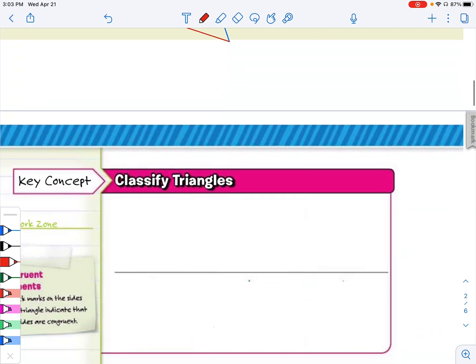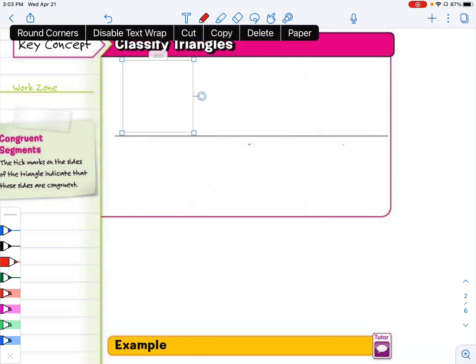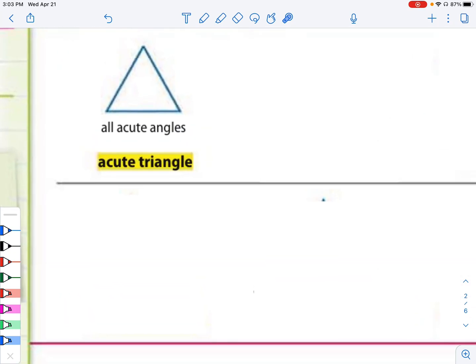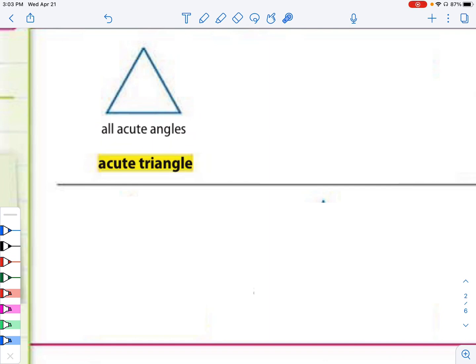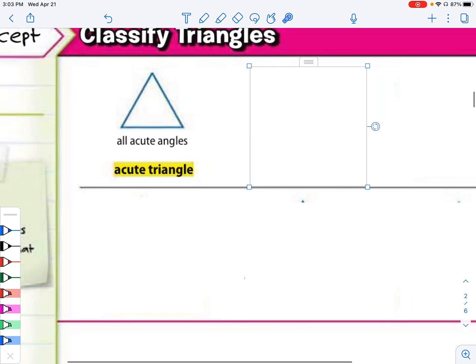All right, let's classify some angles then. When you want to classify triangles, this is what we call an acute triangle. Why is it an acute triangle? Because all the angles are acute, meaning all the angles are less than 90 degrees. The next triangle we're going to talk about is what we call a right triangle.